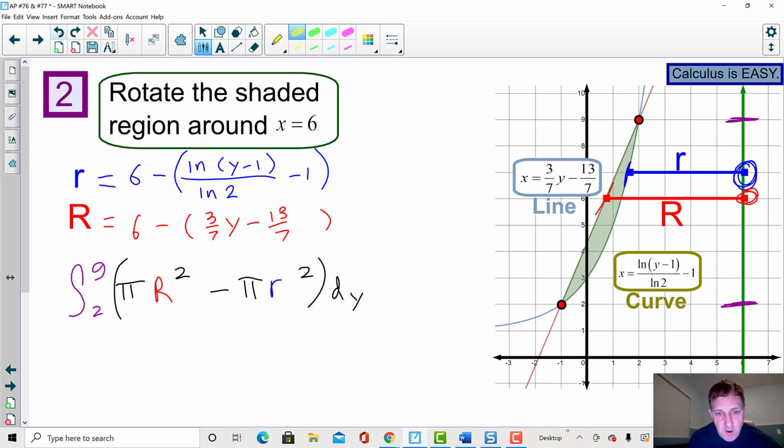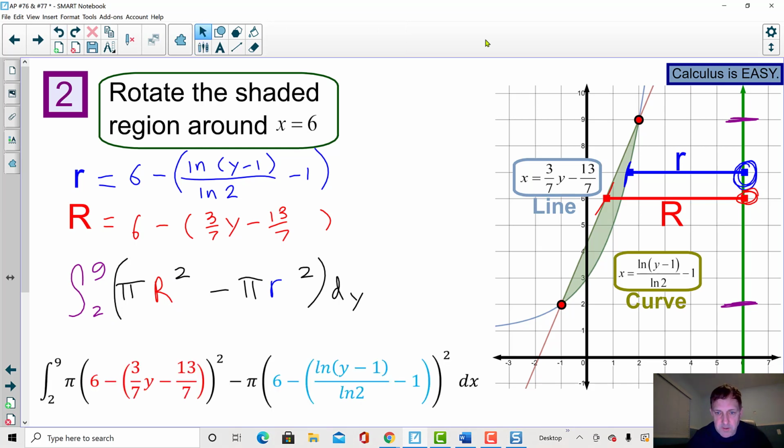All right, let's plug in both of our r's. All right, there we go. Let's go ahead and plug it in our graphing calculator.